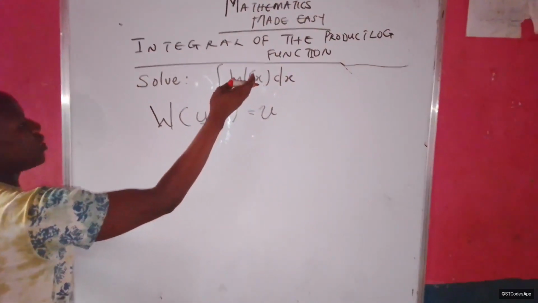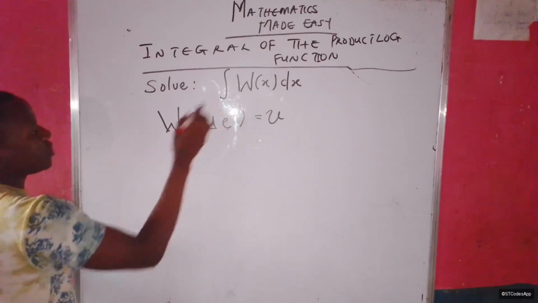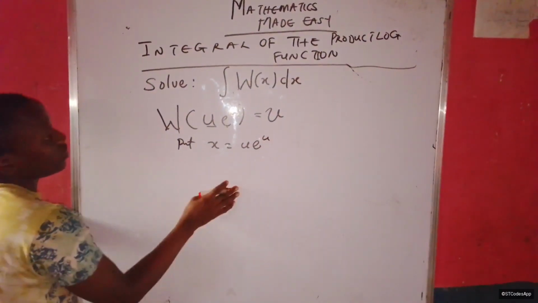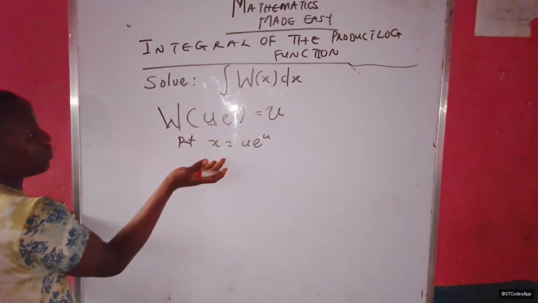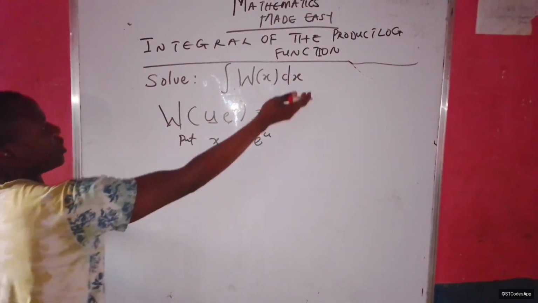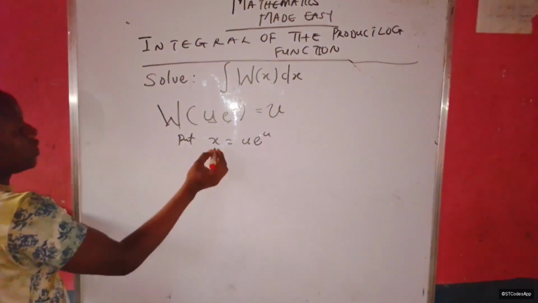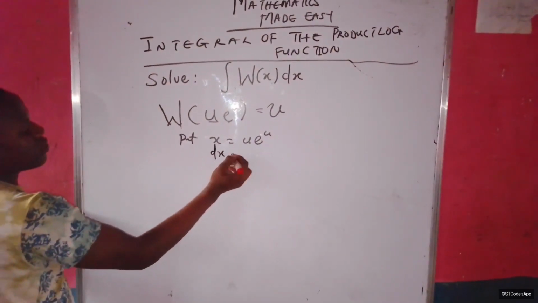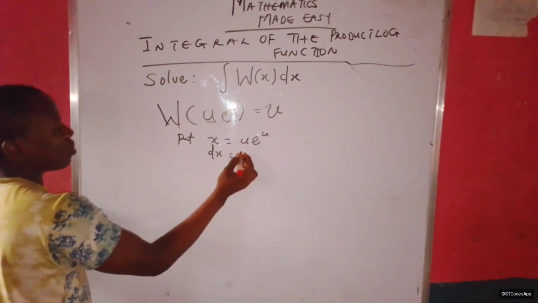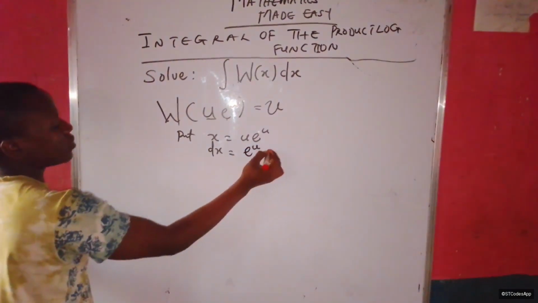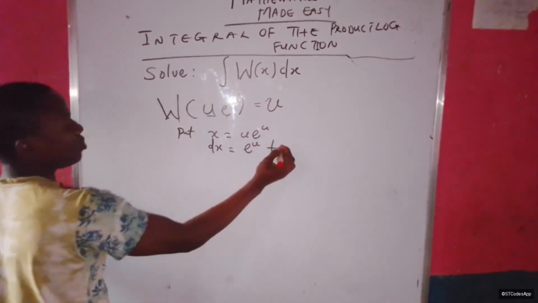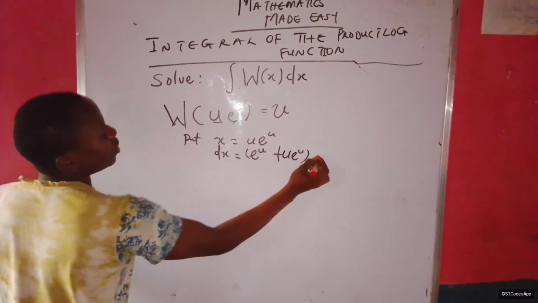Now we can make a substitution in this integral. We have the integral of omega of x dx. So we can put x equal to u e raised to the power of u. We are now working with respect to u, from x to u. If you differentiate x, that will be dx. If you differentiate u e raised to the power of u, differentiating u gives 1 times e raised to the power of u, plus, differentiating e raised to the power of u gives e raised to the power of u multiplied by u, so u e raised to the power of u, du.